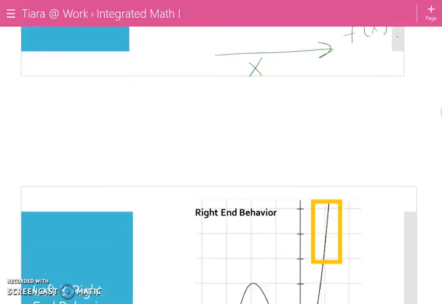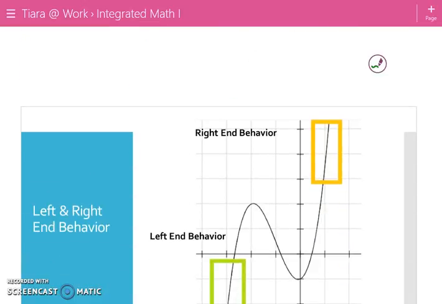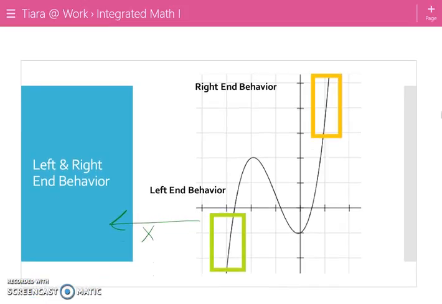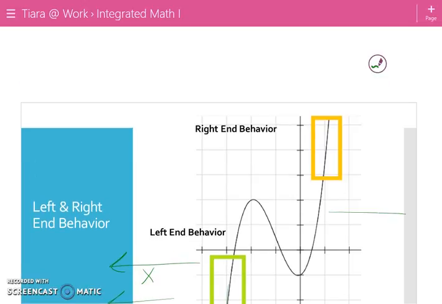All right, so let's take a look. So for left end behavior, as x decreases, as we look to the left, we can tell that f of x is doing what? It is decreasing. And for right end behavior, as x gets bigger, bigger, bigger, what is f of x doing? F of x is also increasing. So that's your left and right end behavior.